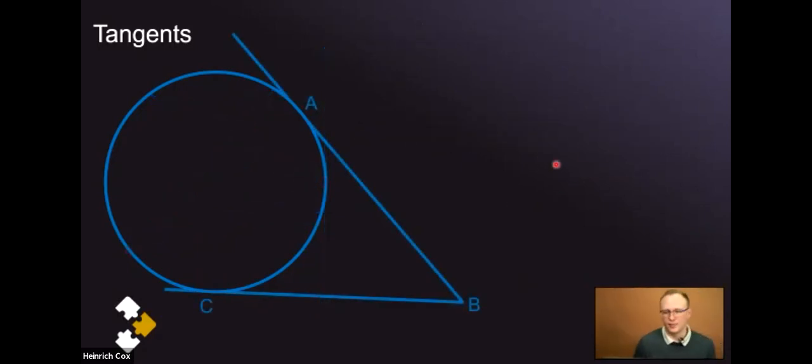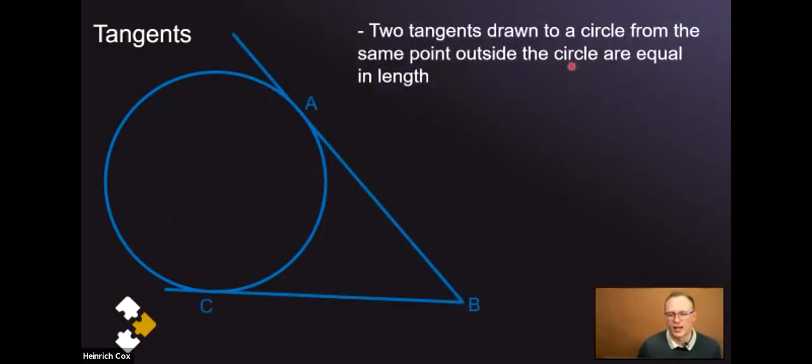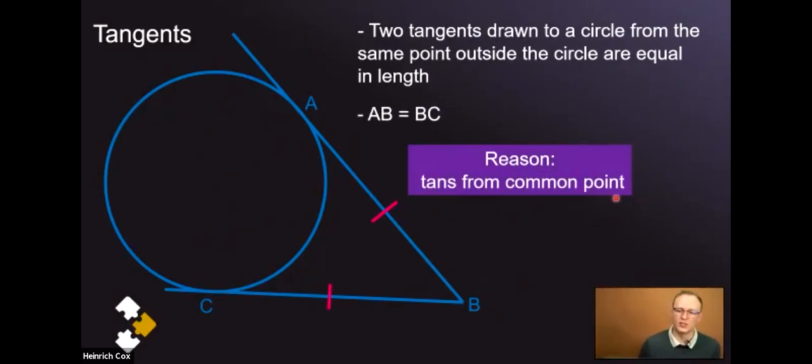And then finally, we've got this here: 2 tangents drawn to a circle from the same point outside the circle are equal in length, right? So this is the common point here, B. So this means that AB and CB will be equal in length because they are tangents from a common point, right? And the reason is going to be tangents from a common point.